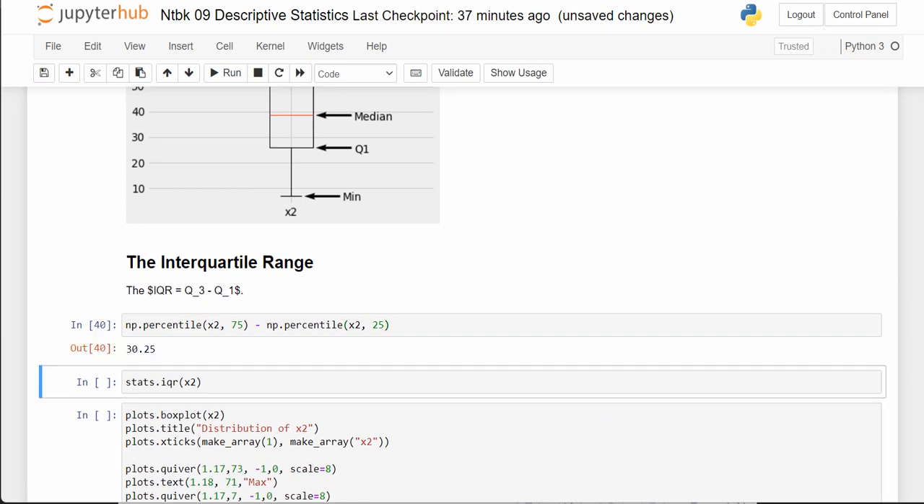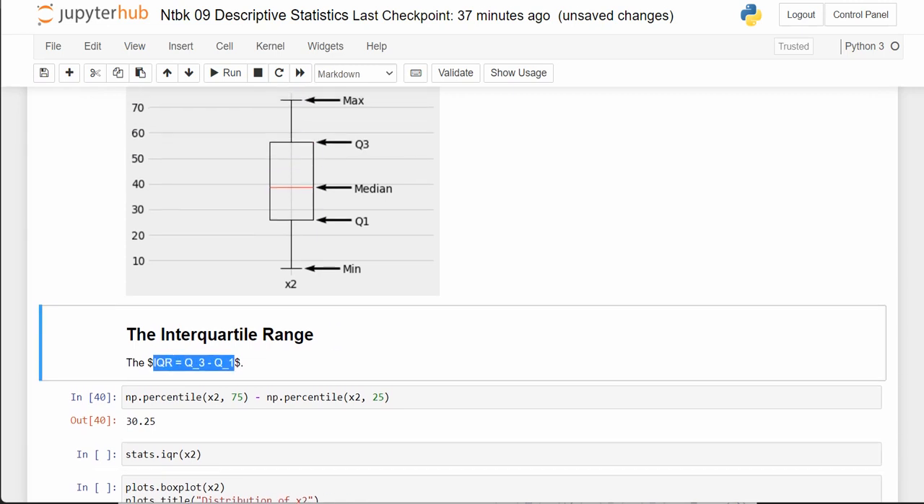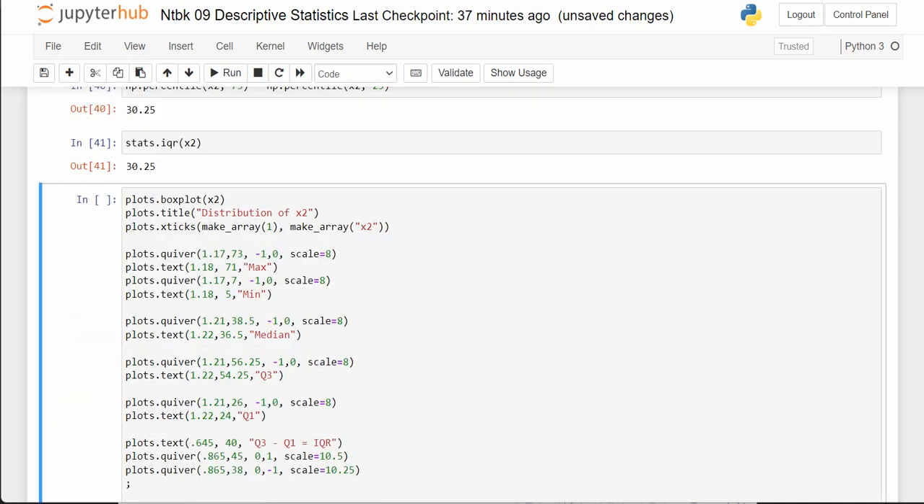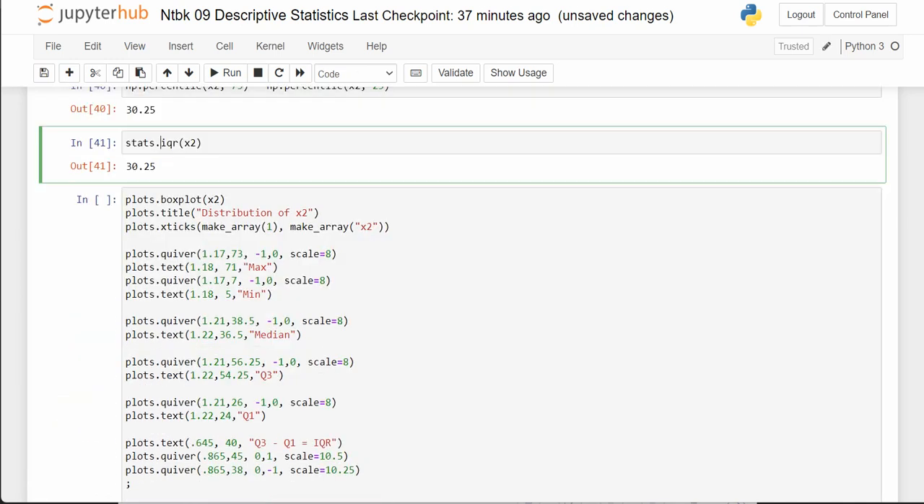Okay, so in here they're showing you the interquartile range, the IQR. The interquartile range is the height of this rectangle. It's Q3 minus Q1. And why do we use it? Well, we use this IQR, this interquartile range, to calculate outliers. So here we actually just had the computer calculate the IQR, and it's 30.25.